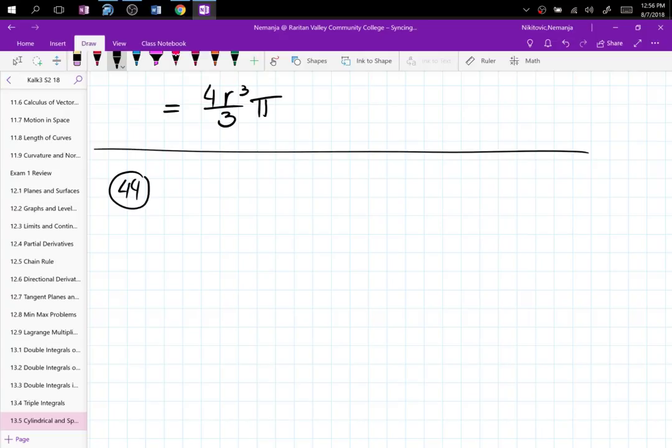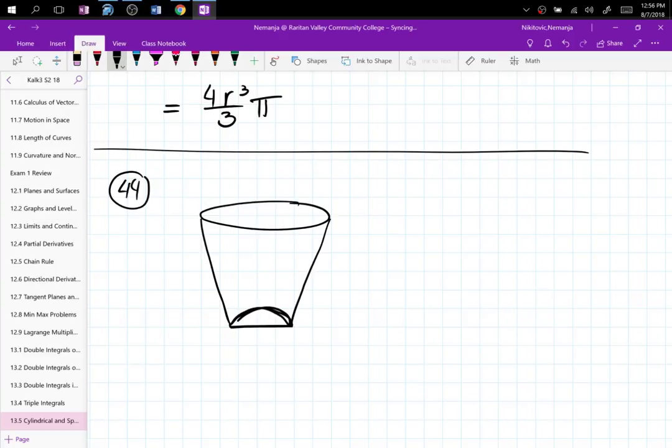So what I have is a flat plane, a disk on top, and then a cone going down, and then a sphere which cuts in the bottom.